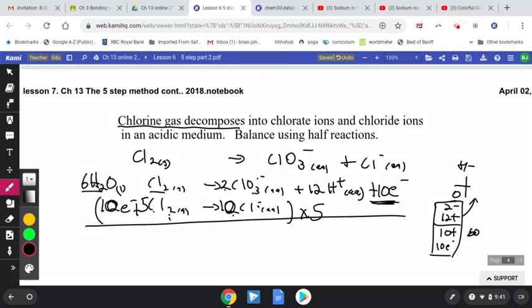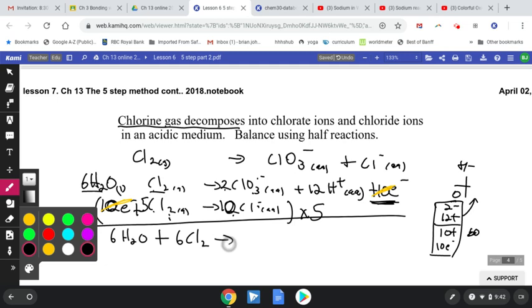So we have 6 waters, 10 electrons cancel out. 5 and 1 is 6 chlorines to produce 10 chlorides, 2 chlorates, 12 H plus. So 12 hydrogen, 12 hydrogen, 12 chlorine, 10 and 2 is 12 chlorine, 6 oxygen, 6 oxygen. We are good to go.